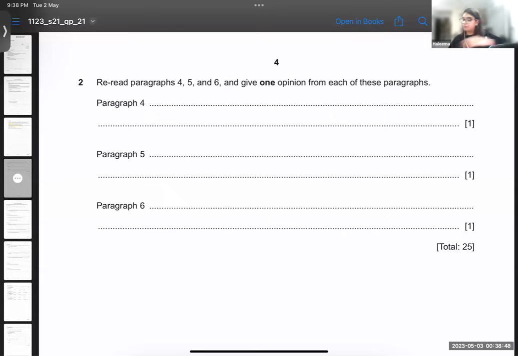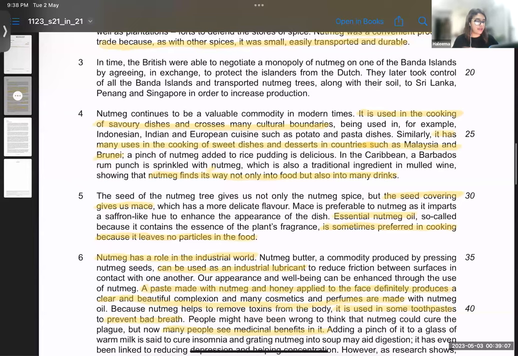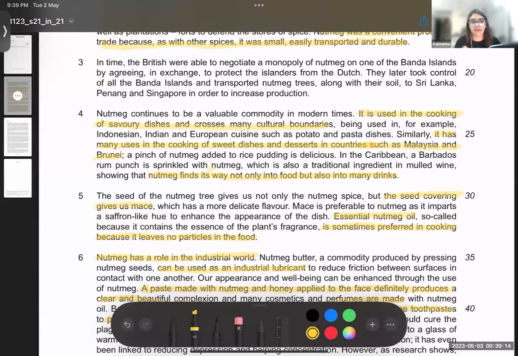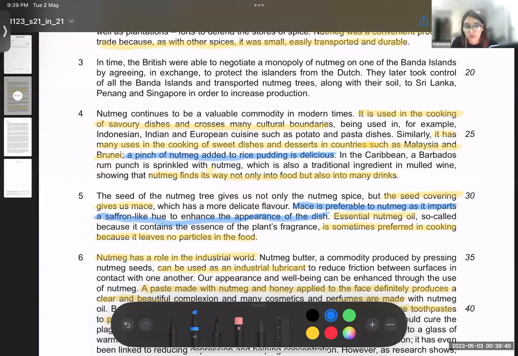So if you look at paragraph 4, let's go back to the insert. All right, so in paragraph 4, when we were reading through the content points, we already highlighted that the first opinion that they share within the paragraph is where they talk about how a pinch of nutmeg added to rice pudding is delicious. This is an opinion. Okay, then the next question asks us for an opinion that is shared within paragraph 5. So in paragraph 5, mace is preferable to nutmeg as it imparts a saffron-like hue. So this preference does not mean that it's a hard and fast rule and it's a fact. This is an opinion. The author believes that this is a reason why people use mace. All right.